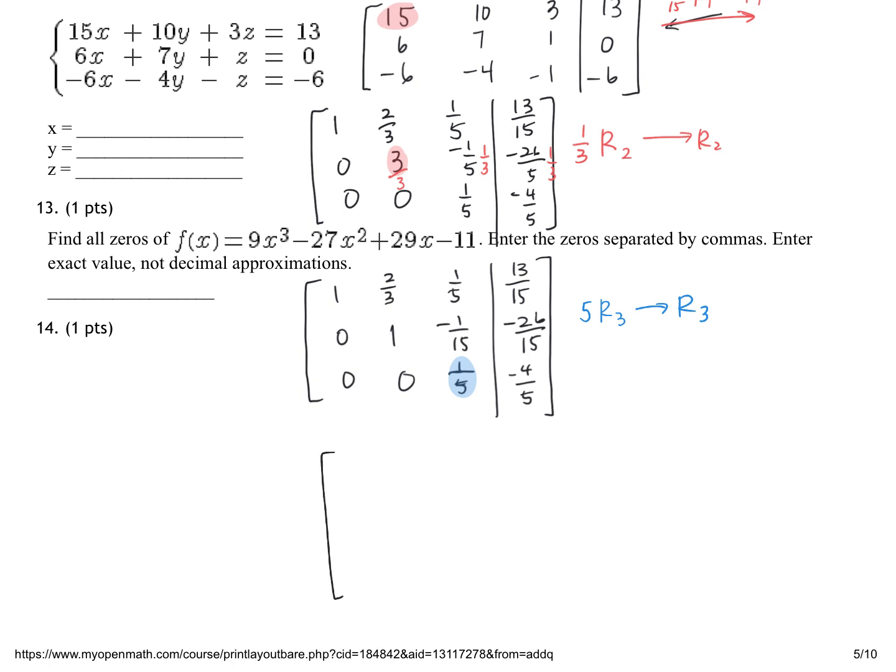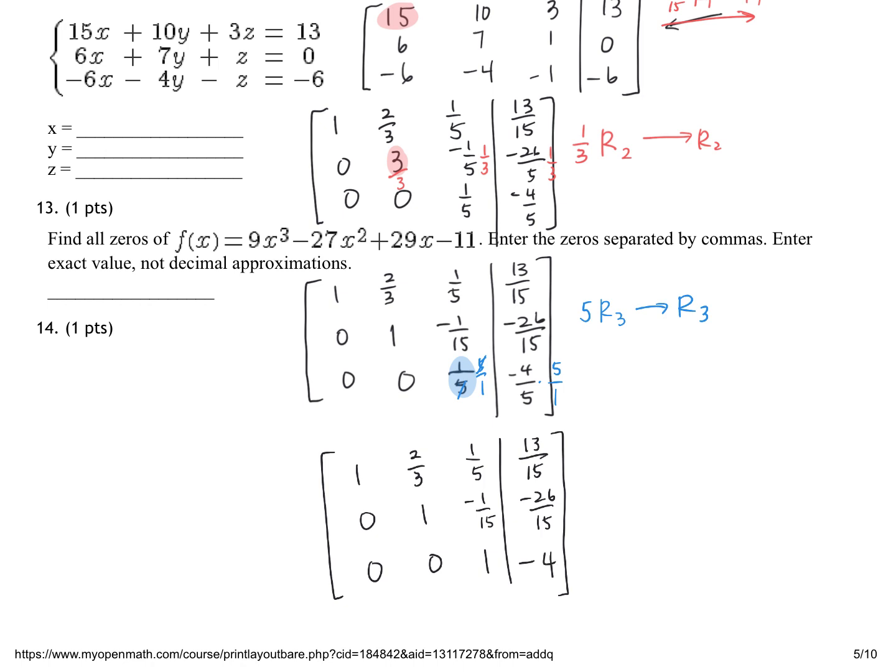So let's see what we would get. We would have 1, 2/3, 1/5, 13 over 15. And then we would have 0, 1, -1/15, -26/15. And then on the bottom we'd have 0, 0, 1, because times 5, right? We'd cancel that out and give us 1s. And then times 5 here, that'd be -20 over 5, which is -4. So that would be -4 here.